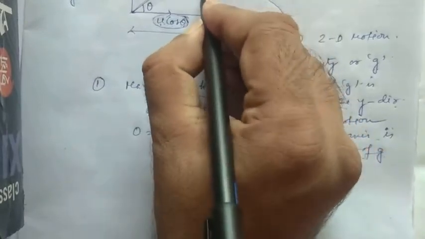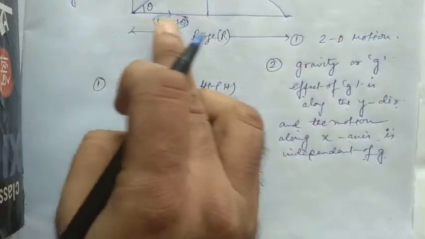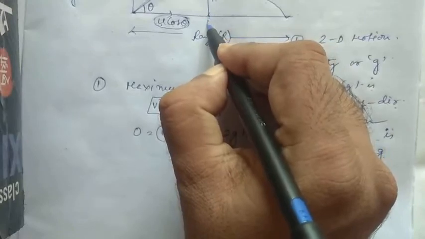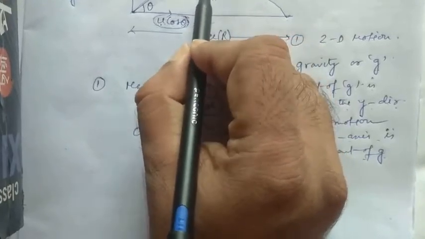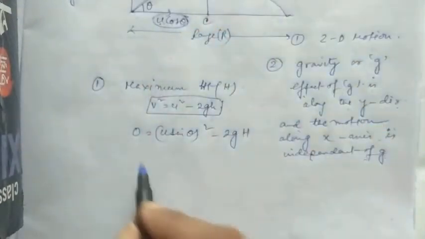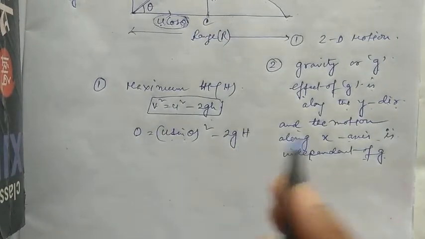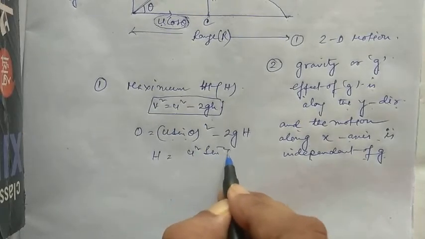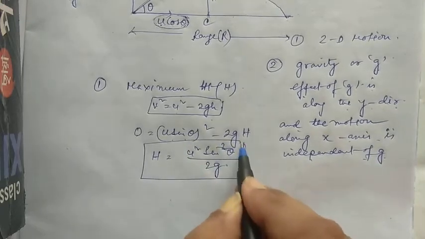At point A, there is only one velocity, the horizontal velocity, because the particle is also moving in the x direction. So when the particle moves from point C to point A, only the horizontal velocity exists, and the vertical velocity becomes 0. So we have replaced the final velocity as 0, the initial velocity as u sin theta, and minus 2gh. So H is equal to u square sine square theta by 2g. So we have derived the formula for the maximum height.